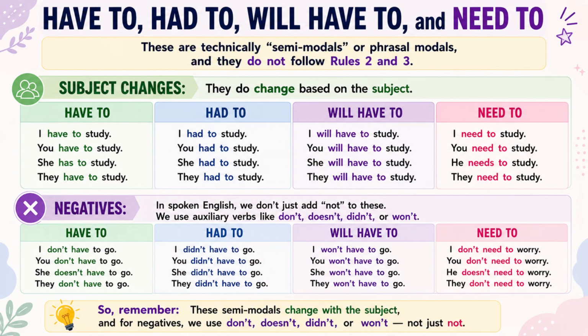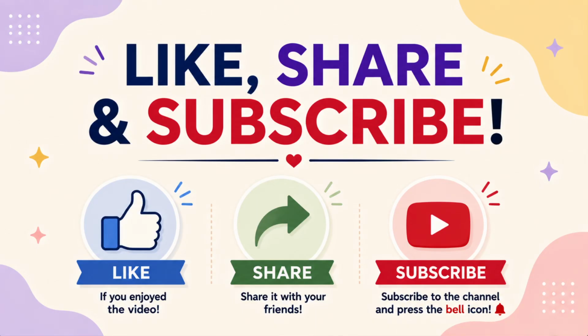So remember, these semi-modals change according to the subject, and for negatives we use don't, doesn't, didn't, or won't, not just not. Thank you so much for watching this video. I hope these modal verbs are now much clearer and easier for you to use in daily English conversations.